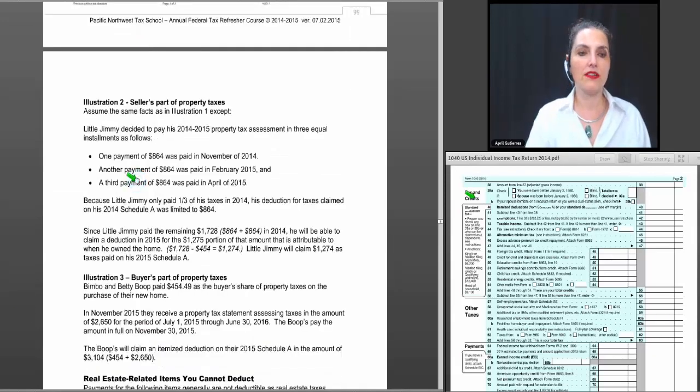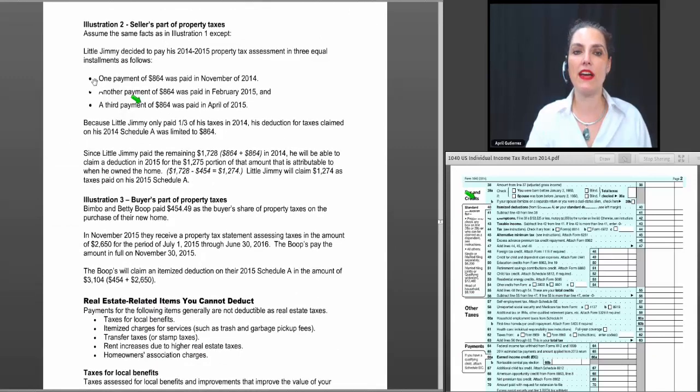And here is another illustration. We're going to assume all of the same facts as in illustration number 1, except little Jimmy decided to pay his 2014 through 15 property tax assessment in 3 equal installments rather than all at once in November.